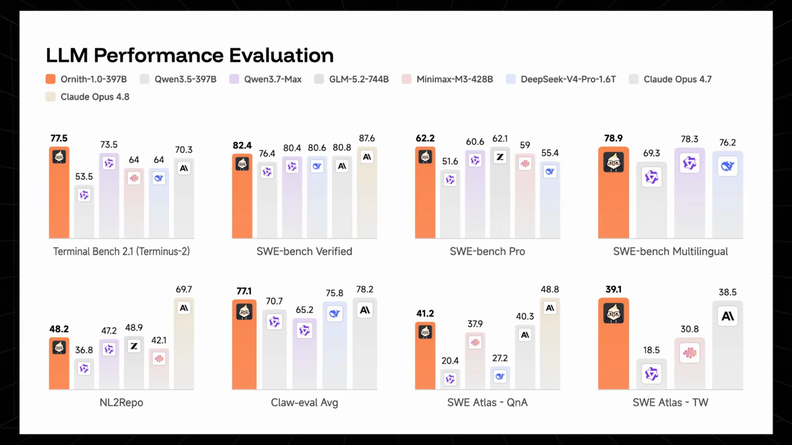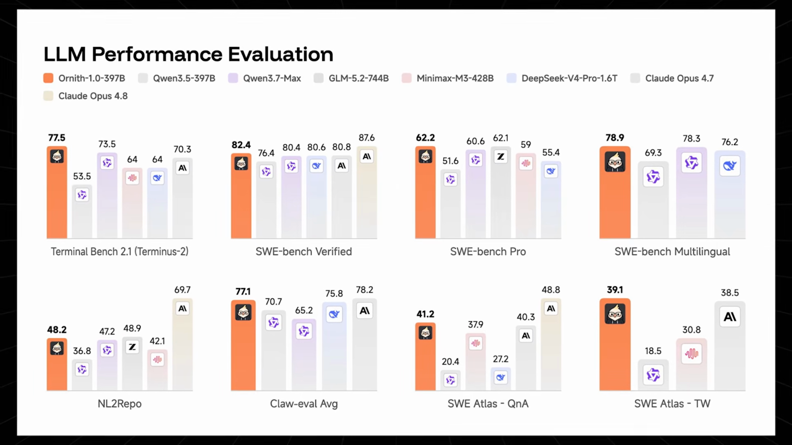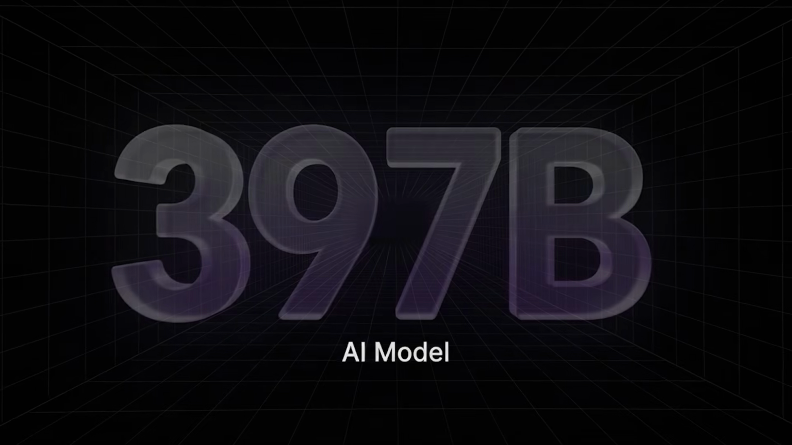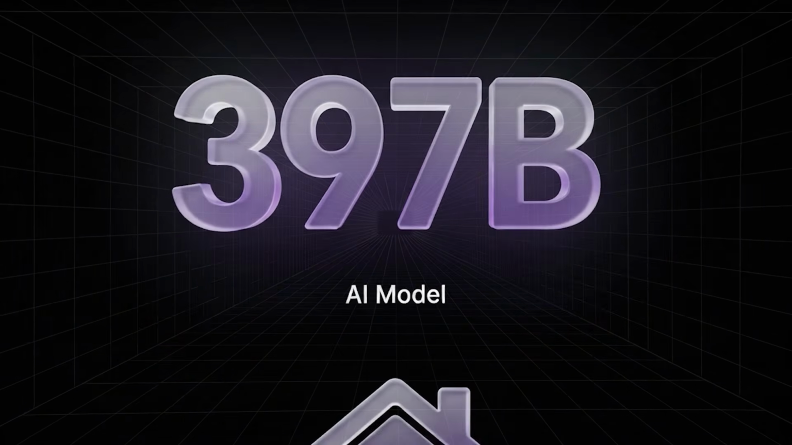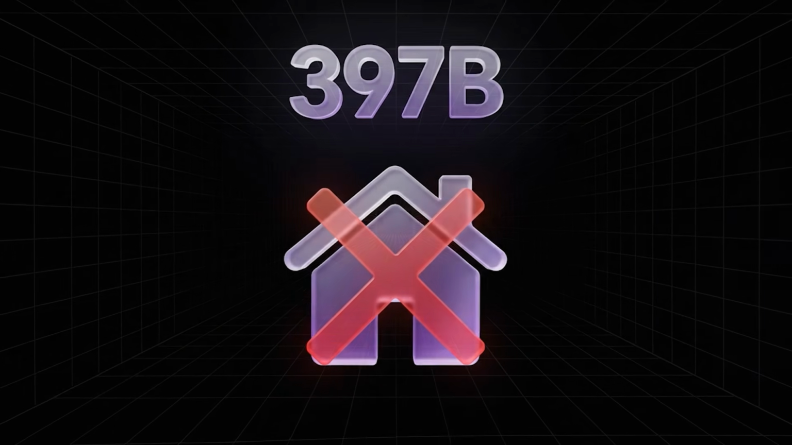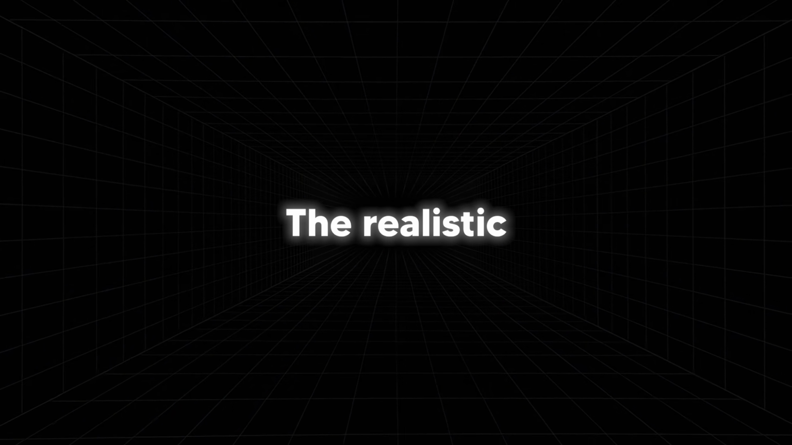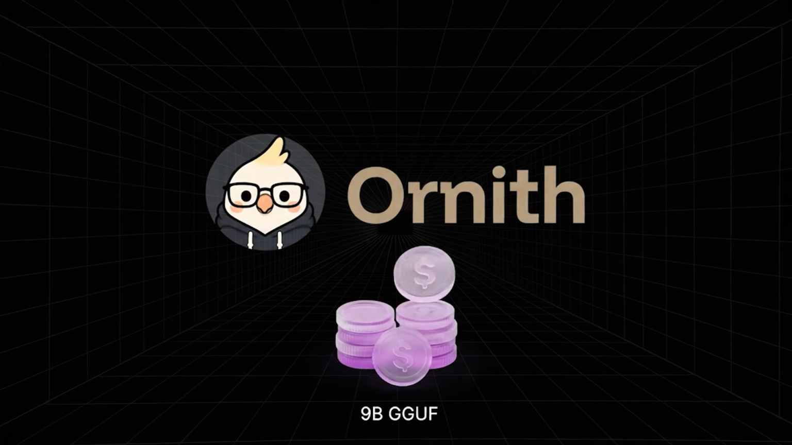So this isn't some random open source model release. This is the big version being positioned as a genuinely powerful coding model family. But here's the catch. Most people can't run the 397B model at home. That kind of model is for serious cloud setups, multi-GPU machines, or labs. So in this tutorial, I'm going to show you the realistic version that people should actually start with. The 9 billion parameter model.